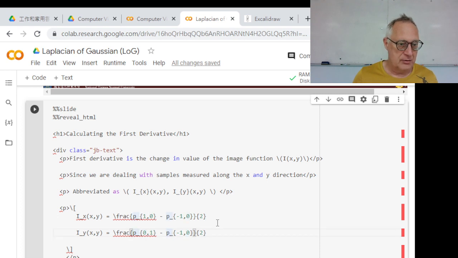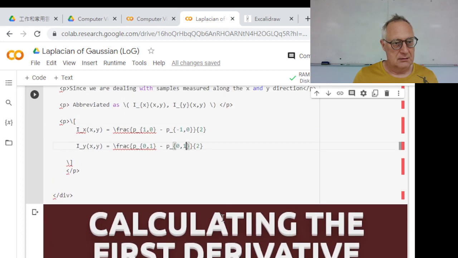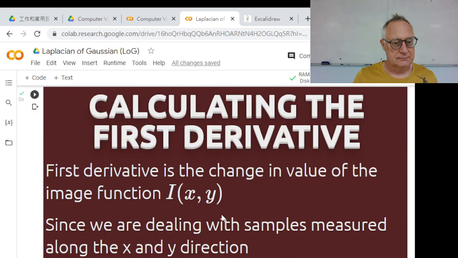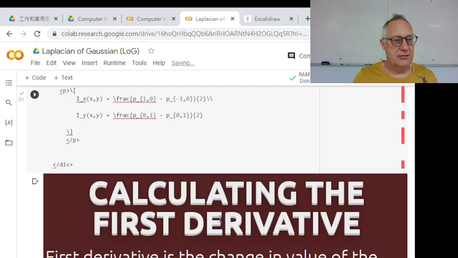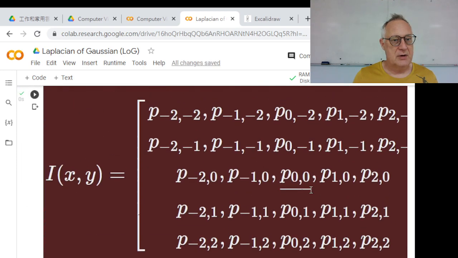Which corresponds to the Sobel edge detection approach, right? That's exactly what we're calculating there. So how about the second derivative? The second derivative, what I want to find out is the change in the first derivative. So how can I calculate that?